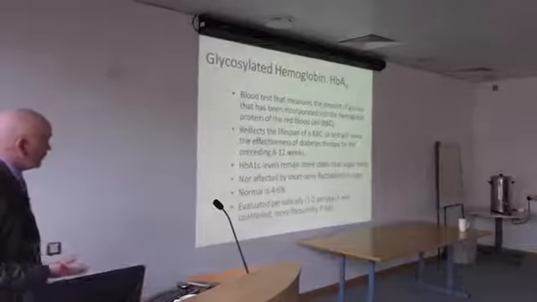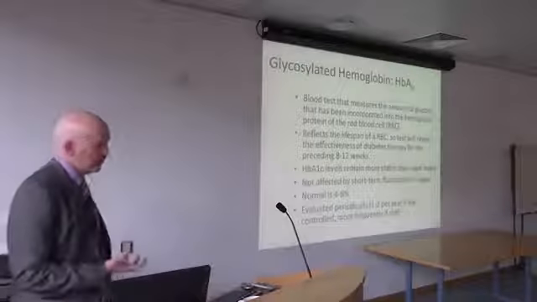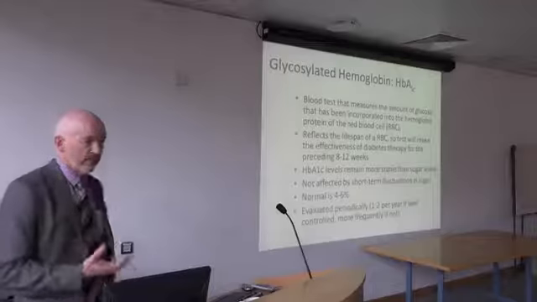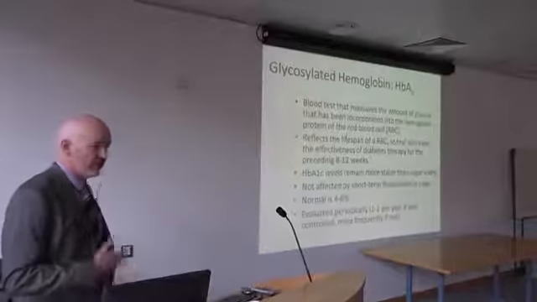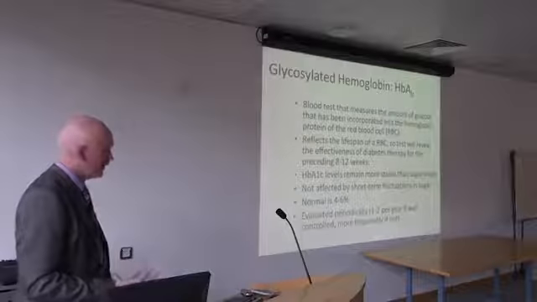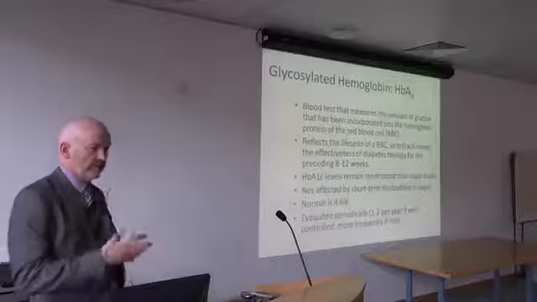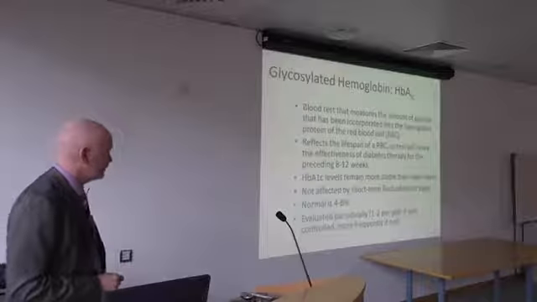So this is the A1C. It's a blood test that measures the amount of glucose that has been incorporated into the hemoglobin. That's the protein that carries oxygen in our blood. And it stays in the blood for as long as the cell that contains it is around, which is about 3 months. And that tells us the average sugar over the preceding 3 months has been at a particular level.